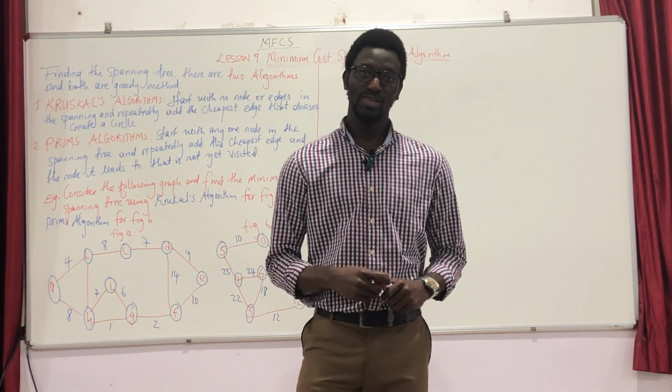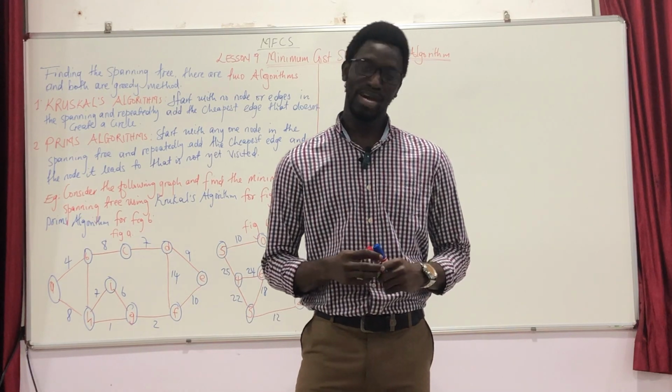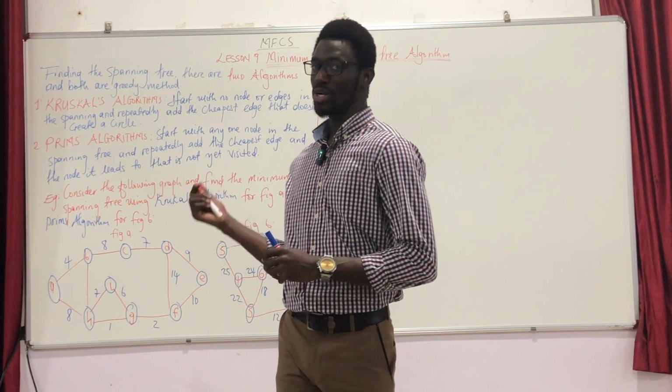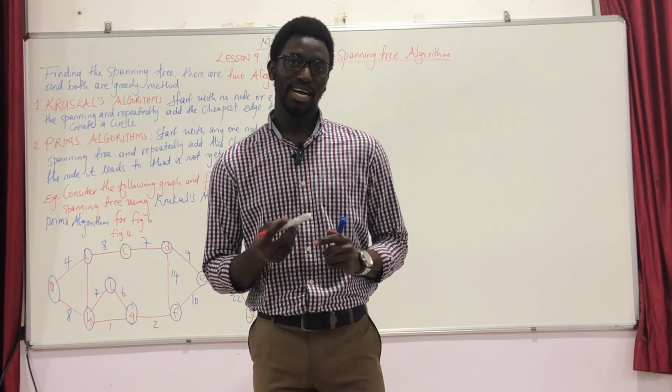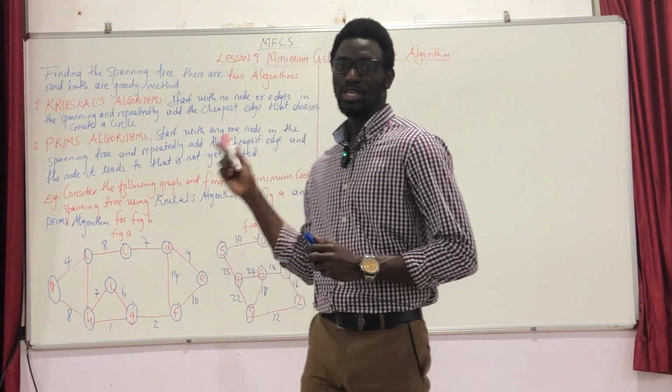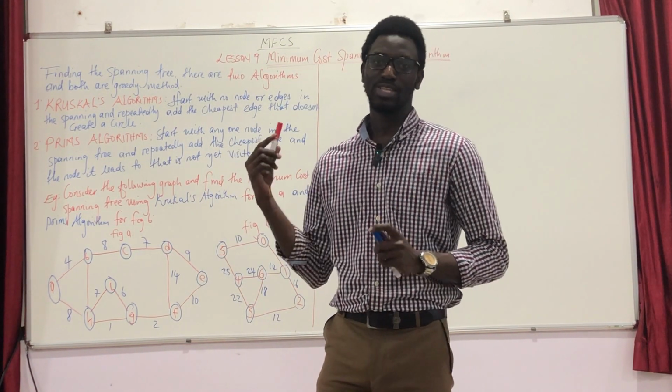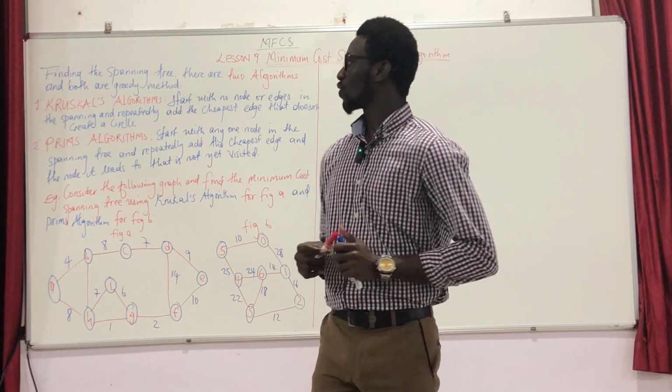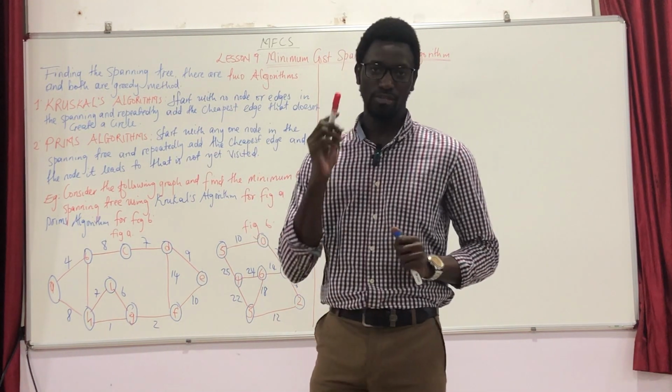So in today's lesson, we are going to talk about minimum cost spanning tree. As you see on the board, minimum cost spanning tree has two algorithms. The first one is Kruskal's algorithm and the second one is Prim's algorithm. So in today's lesson, we are going to see how we are going to solve this problem.